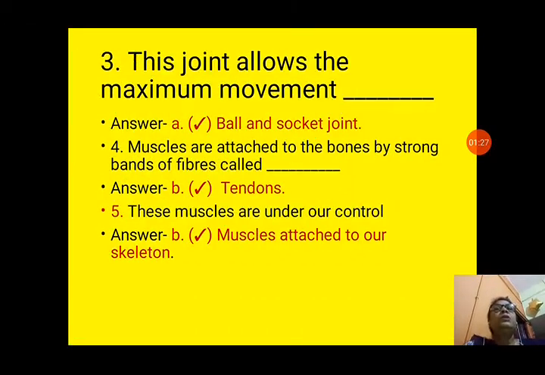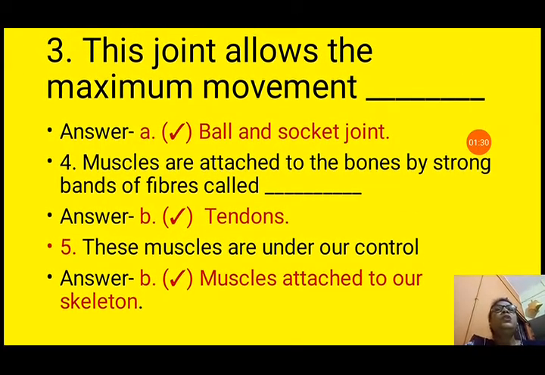Now question number 3. This joint allows the maximum movement. We have three options: ball and socket joint, pivot joint, hinge joint. Option A, ball and socket joint, is correct, because in this joint the ball moves freely inside the socket. So our bones can move in all three planes. Ball and socket joint allows us maximum movement, and it is present in our shoulder and hip joint.